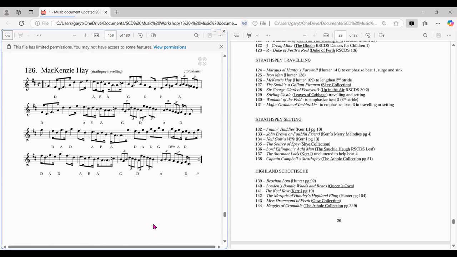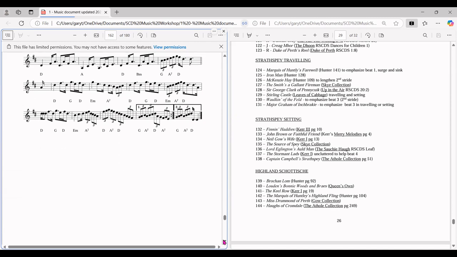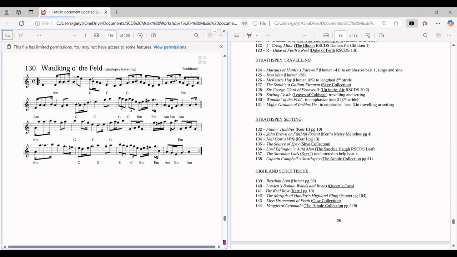Ready? Do you have 126 ready? Sorry. Ready, and. Or 130, to emphasize the second stride. Ready, and.